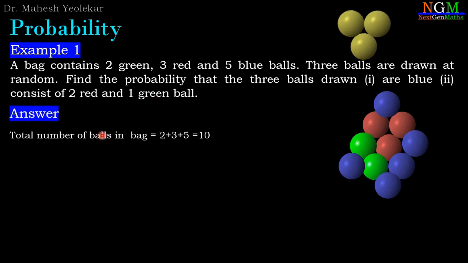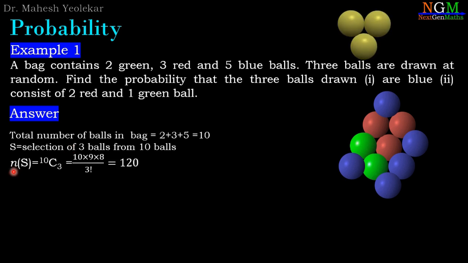Total number of balls in the bag is 2 green plus 3 red plus 5 blue, equal to 10 balls. We want to draw 3 balls at random. So it is a selection of 3 balls from 10 balls. For the process of selection, we will use the combination. So the number of elements in S is equal to 10C3, equal to 10 into 9 into 8 divided by 3 factorial, which is 120.